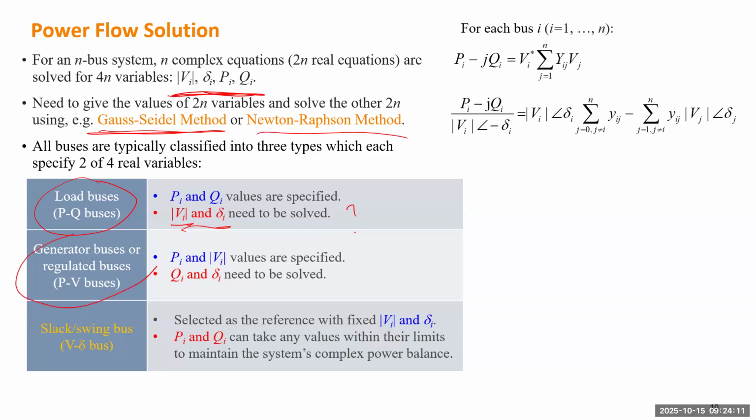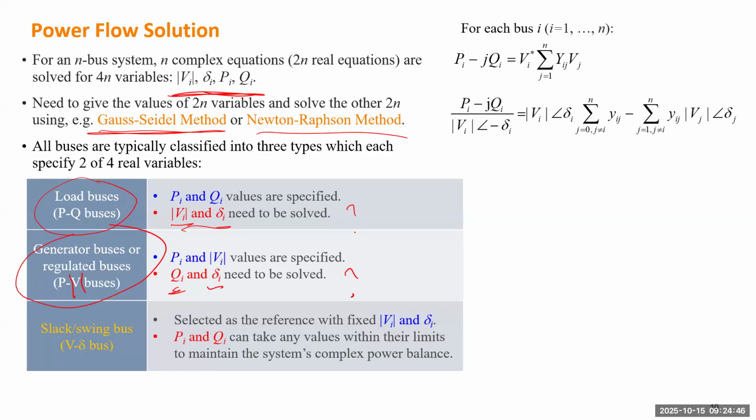The second type is generator buses or regulated buses. For those buses, we know P and V. By V here, we mean the absolute V. But we need to calculate Q and angle. For instance, if I have a power plant whose power output is scheduled, the P is scheduled based on the operator or the market. Voltage magnitude can be controlled by the voltage controller. Then we need to calculate how much Q and also how the angle can change.